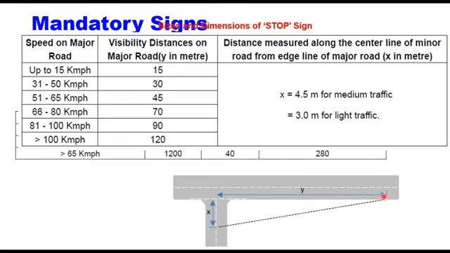The visibility triangle is measured by X and Y distances, and these X and Y distances depend upon the speed on the minor street. So for a speed up to 50 km/h on the minor street, the visibility distance on the major road, that is Y, is taken as 15 meter, and for 100 km per hour this is 120 meter. And this distance X will be 4.5 meter for medium traffic and 3 meter for light traffic. There cannot be heavy traffic on a minor street.